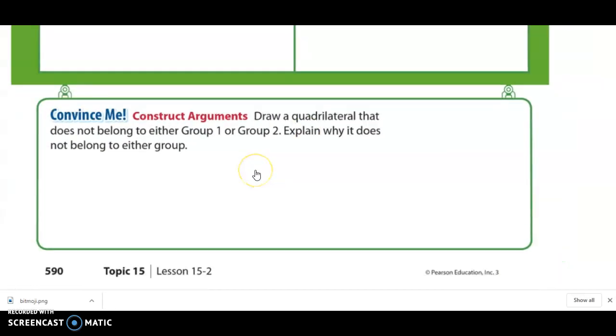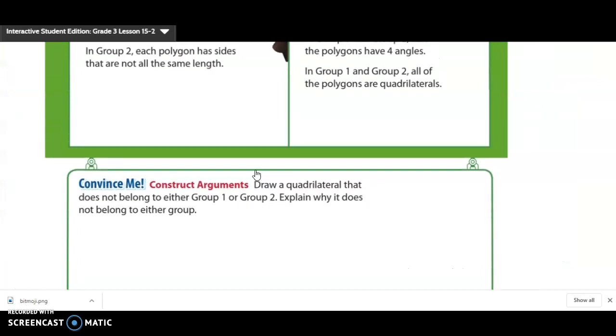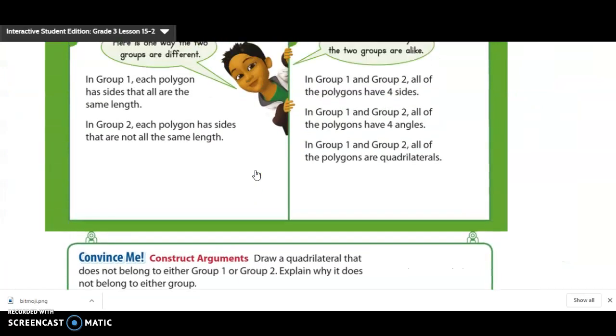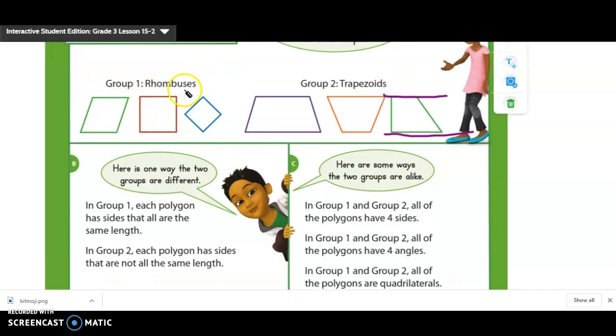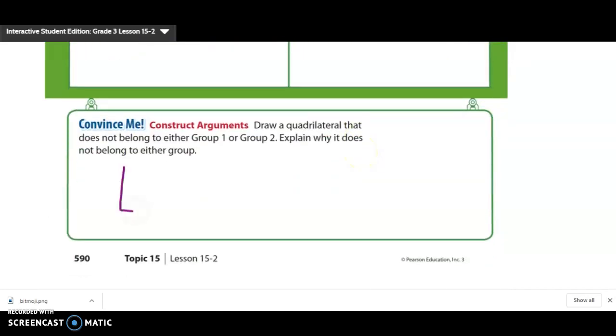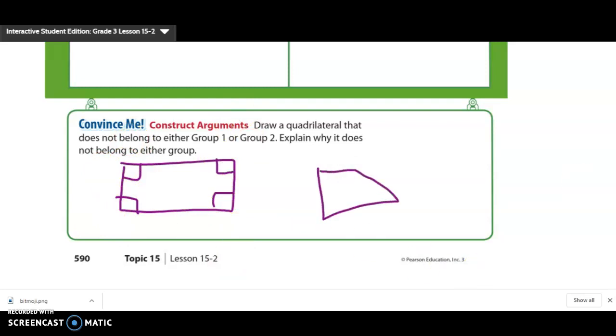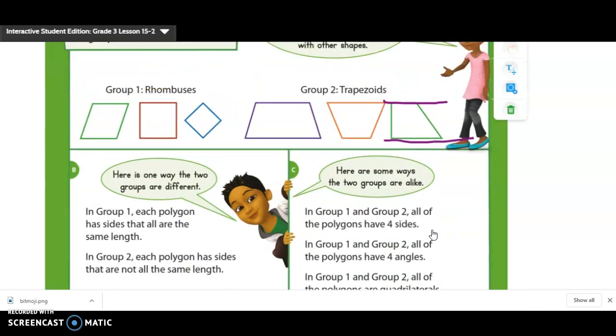Draw a quadrilateral that does not belong to either group 1 or group 2. Explain. So we want to draw something that's not a rhombus and not a trapezoid. So this shape here, a rectangle, is not a rhombus because it doesn't have 4 sides of equal length. It is not a trapezoid because it has 2 sets of parallel sides. Now you also could draw a funky quadrilateral too that doesn't have any parallel sides, and that would also not belong to either one of those groups.